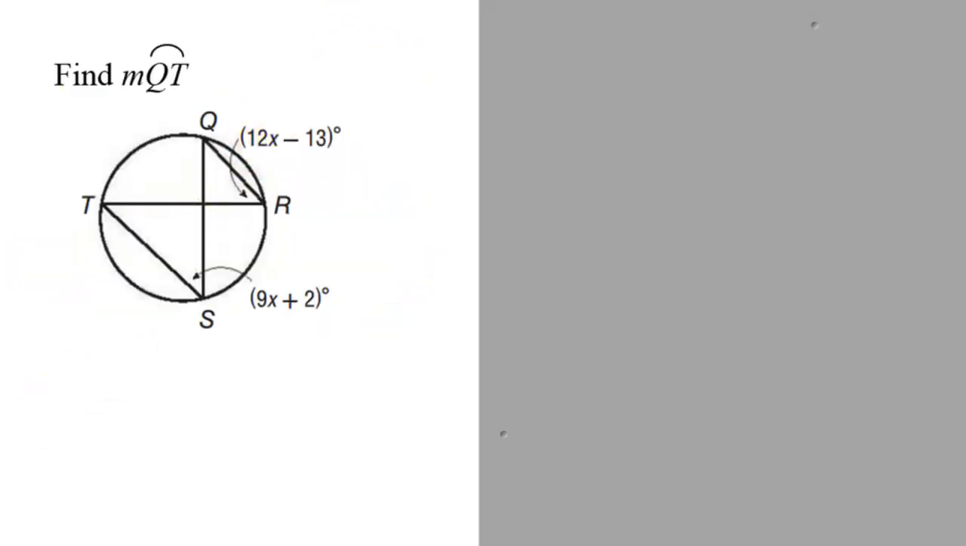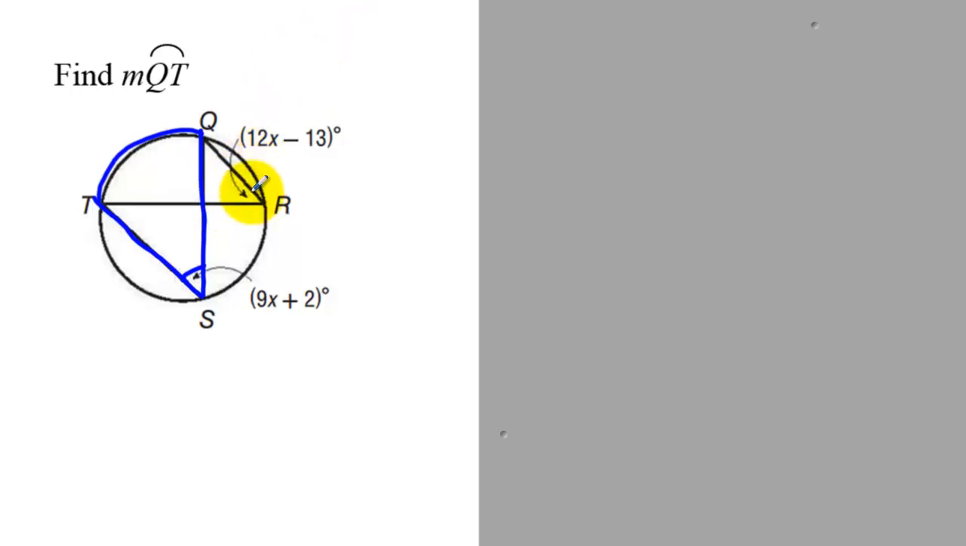So we're going to look for arc QT. All right, here is arc QT. I should have said arc. And we want to know the measure of this arc. Well, the given information is about angles. Notice that angle S is an inscribed angle. Where do its sides come out? Right through Q and T. Therefore, angle S is half of QT.